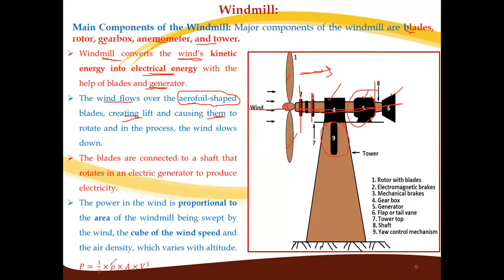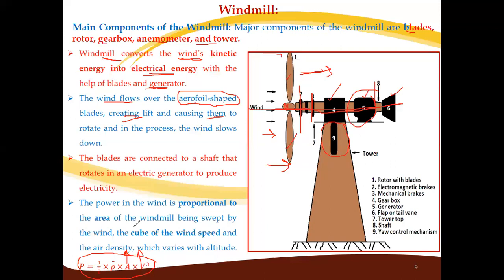Then the power of this windmill is calculated by using this formula, that is 1/2 rho A V cubed. So the power of the wind is proportional to the area, the area of the windmill swept by the wind. जितना ये एरिया ज्यादा होगा ये ब्लेड्स का, उतना उसका पावर ज्यादा होगा, पावर कैपेसिटी ज्यादा होगा. Second, it is proportional to the cube of wind speed. So wind speed is very much important.